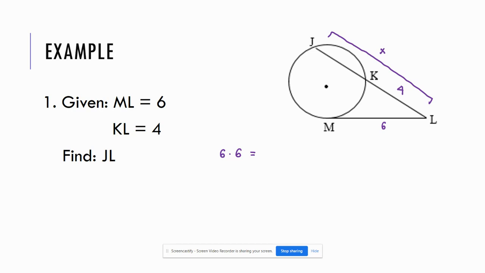Then I look at the secant. The whole entire secant is X, and its external part is 4. So that's why this part of the equation is X times 4. So now solving for X, 6 squared is 36. X times 4 is 4X. To get X by itself, I'm going to divide by 4. I get X to be 9. Once again, X is representing the segment JL. That's what I'm trying to find. So I am done.